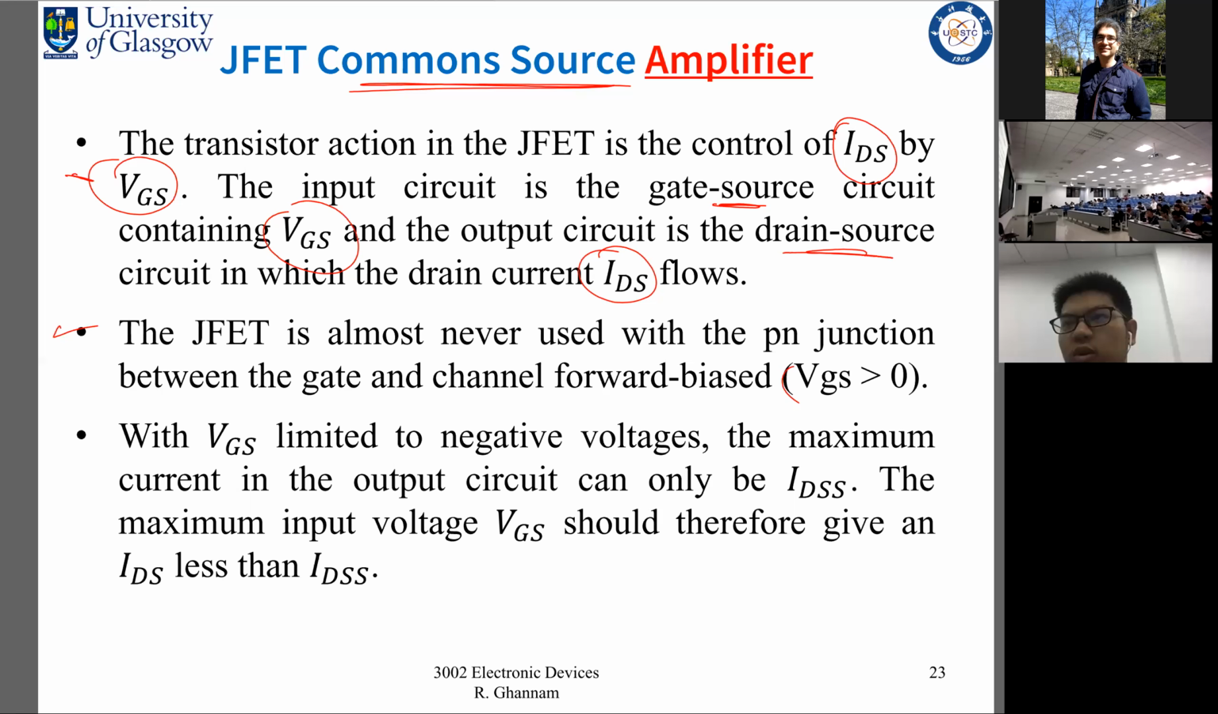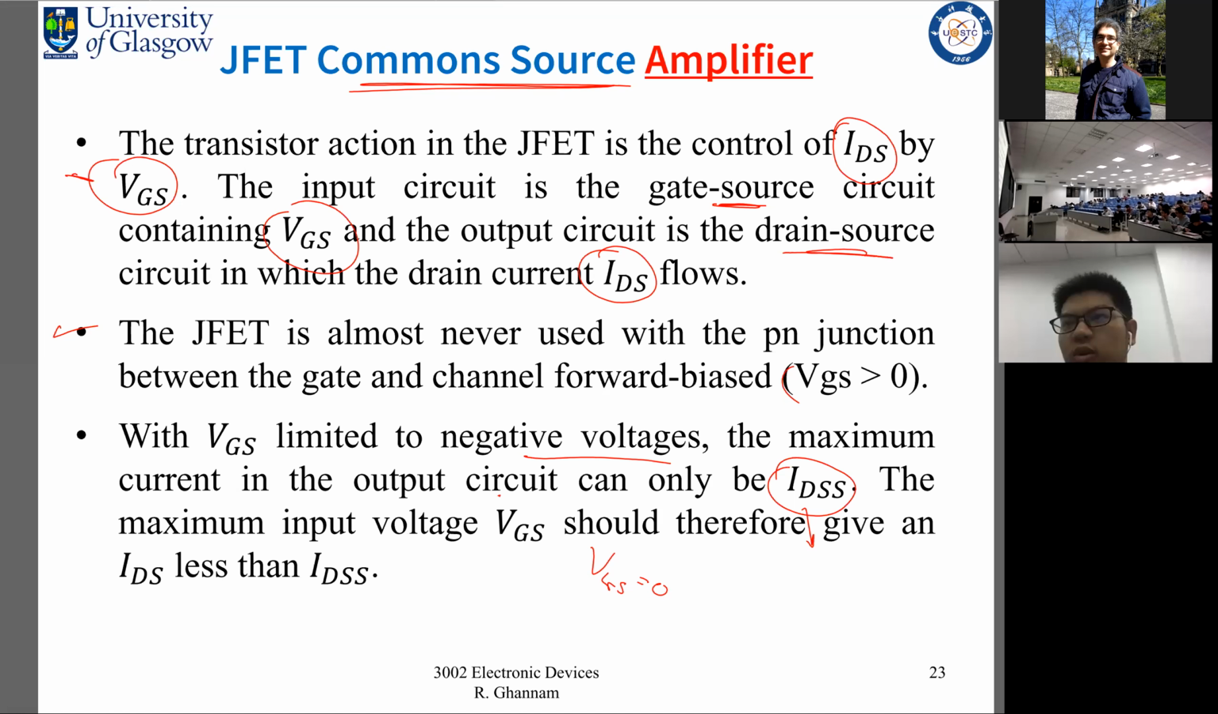Since VGS is always a negative voltage, the maximum current in the output circuit can only be IDSS. So this is the maximum current, right? The maximum current is when VGS is equal to 0. And since VGS is a negative voltage, the maximum output current is IDSS, the saturation current IDS.